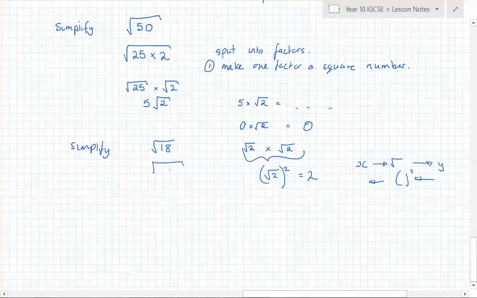What are the factors of 18? Right, let me give you a few options. We can do 6 times 3, which makes 18. Or we can do 9 times 2, that's also 18. Now, which one of those options am I going to choose to use?